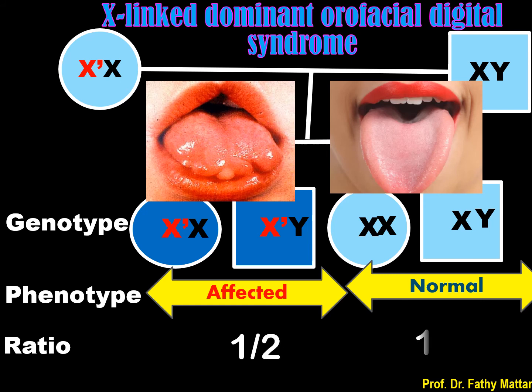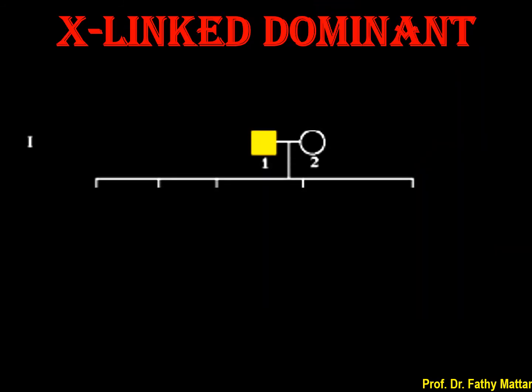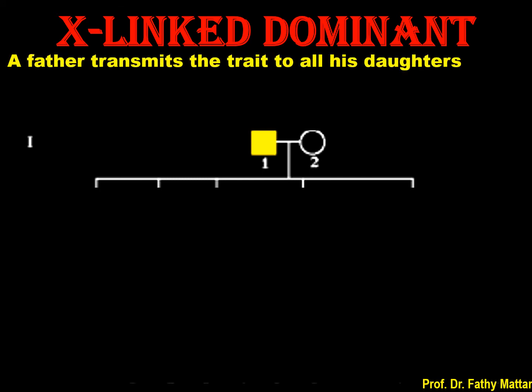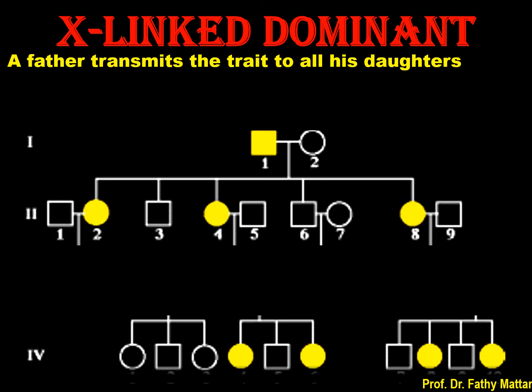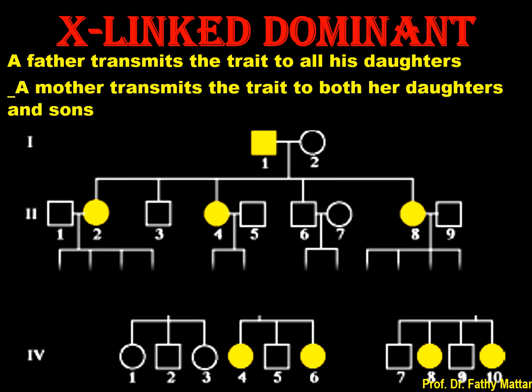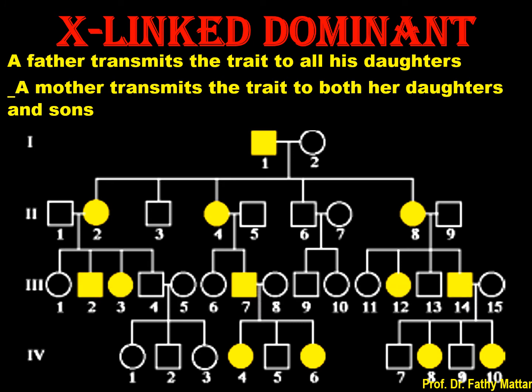Now, if we look at a family pedigree, how do we know that the mode of inheritance is X-linked dominant? In a family pedigree, we will find that if a male is affected, all females should be affected because they will take their X from the male. But if the female is affected, we'll find that both males and females of her progeny are affected.